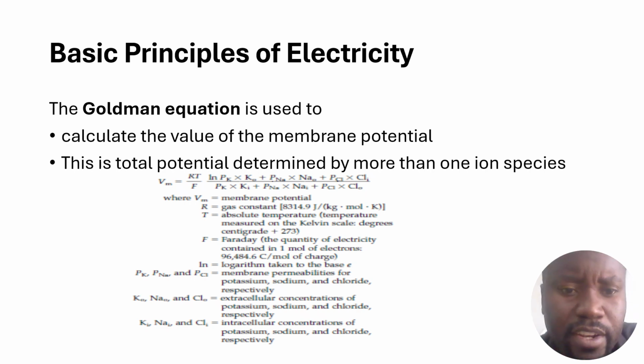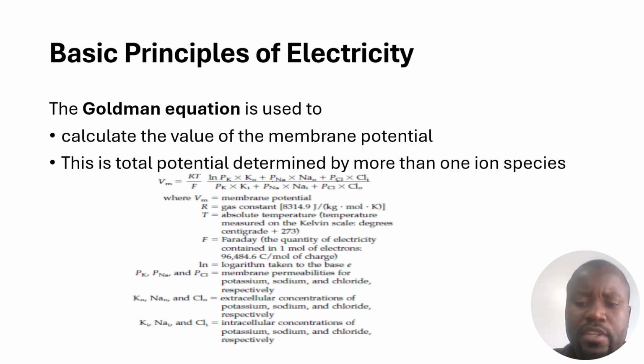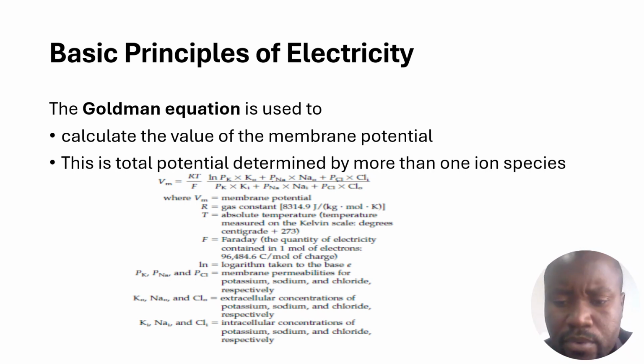Then Goldman comes and talks about the fact that each of these electrolytes, whose electrical potential has been calculated by the Nernst equation, can contribute to the total membrane potential of the cell. And so we also have the Goldman equation, which helps us to calculate the total equilibrium potential contributed by each of the ions.